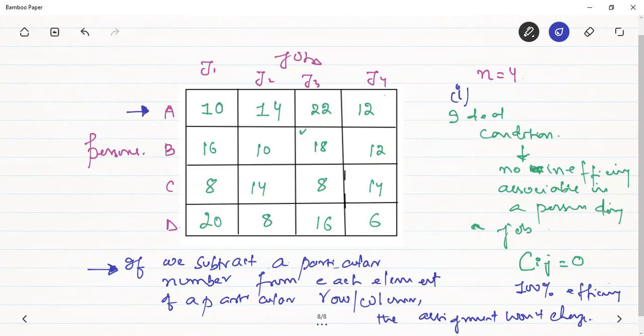और इसी स्टेप की मदद से हमें क्या मिलेगा? We will get a zero in each row. Okay, we will get a zero in each row and each column.